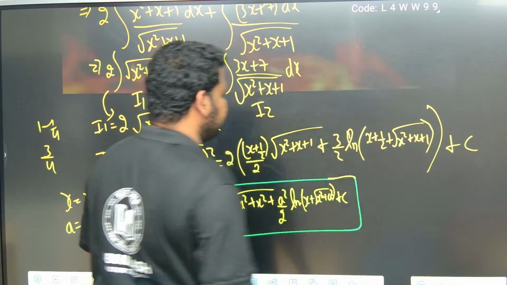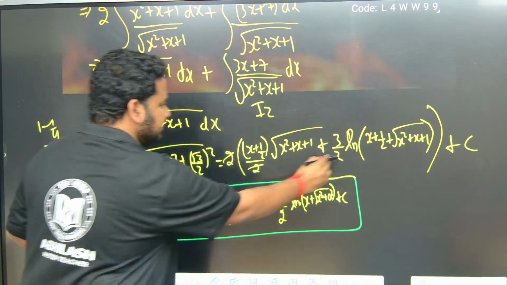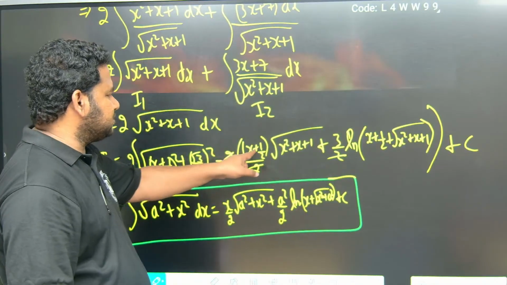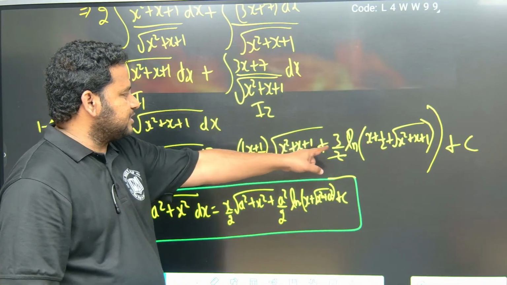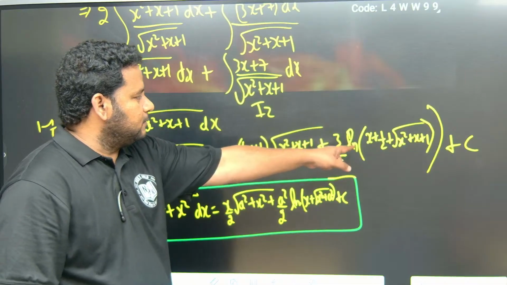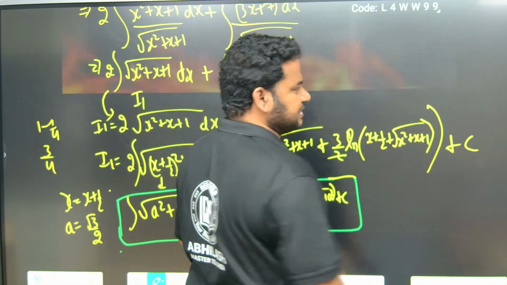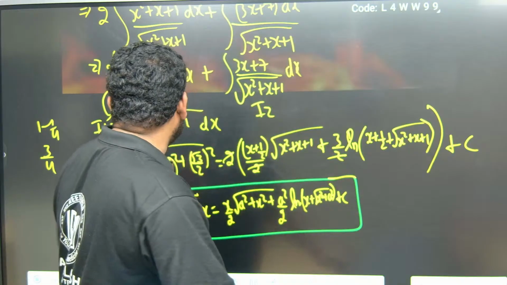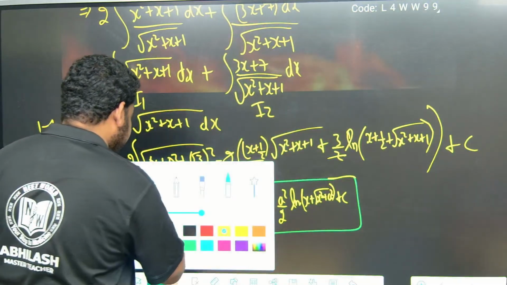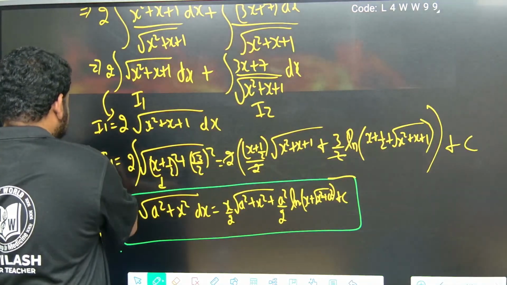Now what can I do here? This 2 I can cancel with this. Now I am left with (x + 1/2) into the square root of x² + x + 1, plus 3/4 times log of (x + 1/2) plus the square root of x² + x + 1. That is what I have. So I have got I1.